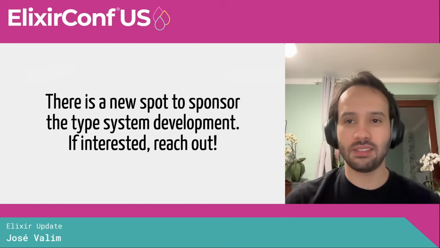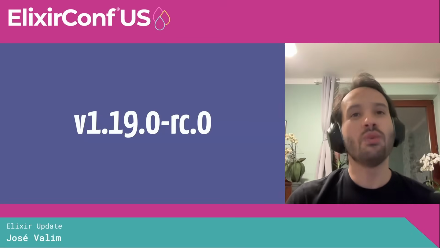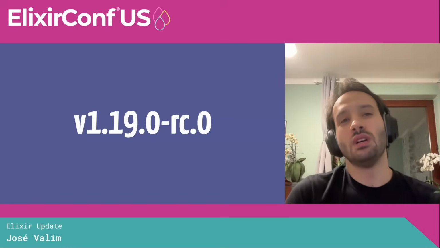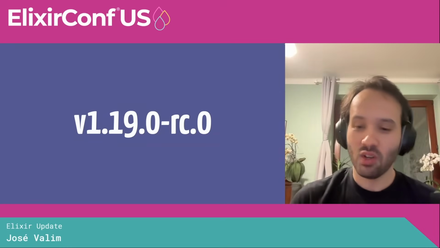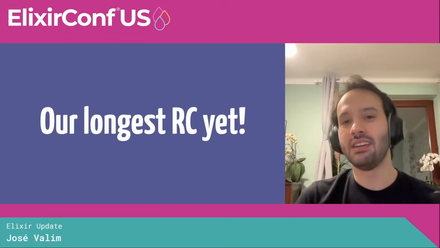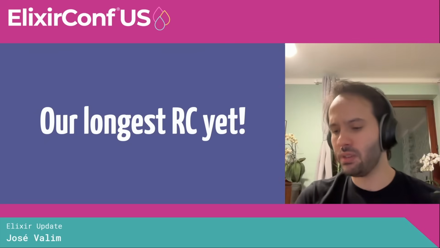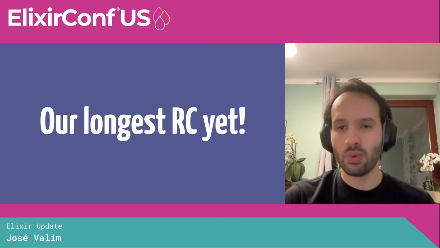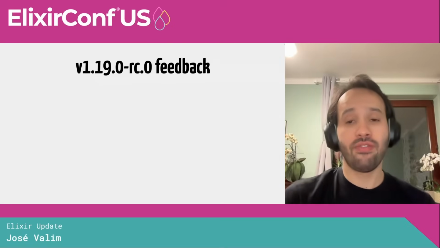All right, let's move forward to the next update, which is Elixir 1.19, the first release candidate, which is our longest release candidate yet, right? It has been more than a month that the release candidate is out, and usually they last 1 or 2 weeks. And the reason why it's taking us some time is because of the feedback that we got.